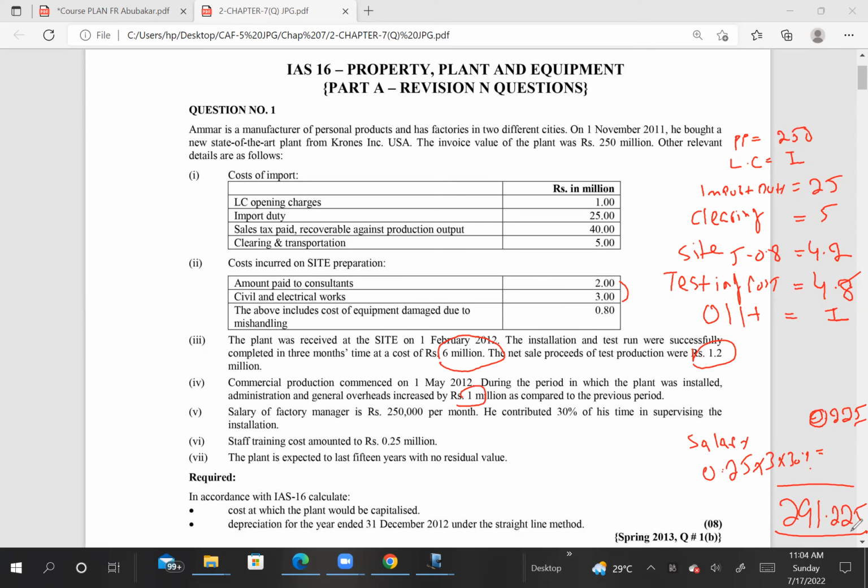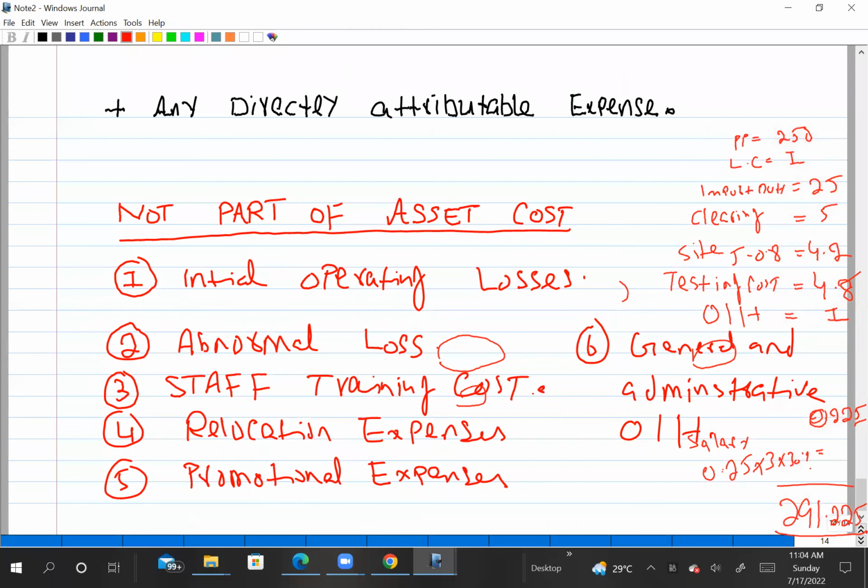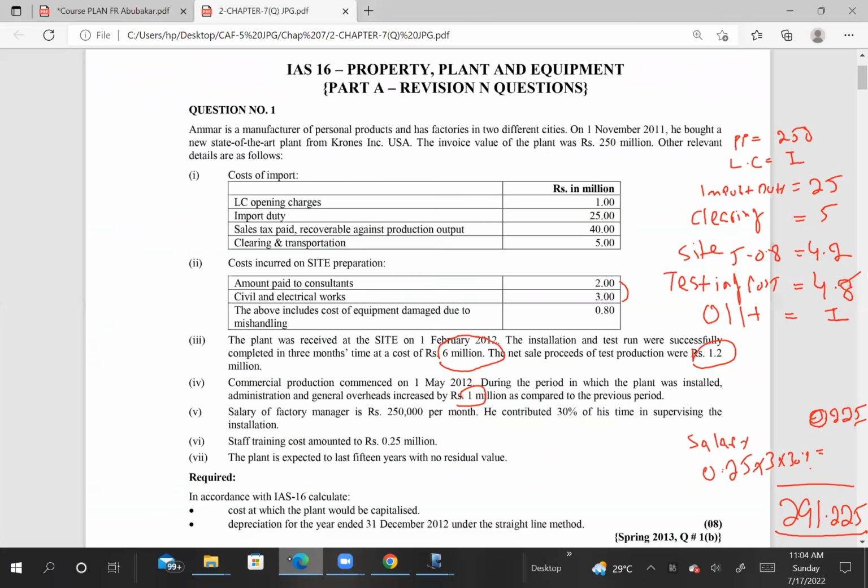Training cost cannot be capitalized, as I told you in a lecture. The training cost cannot be capitalized. Okay, you get it now? Any question?